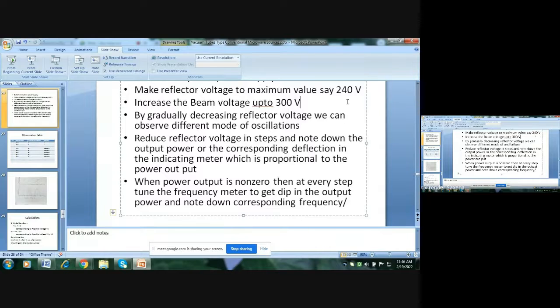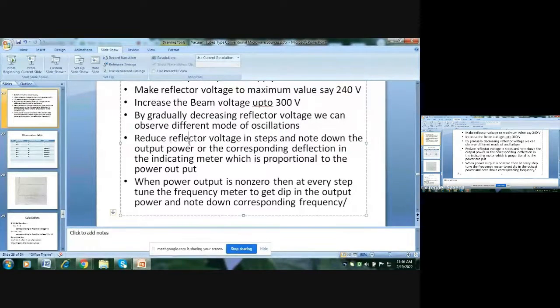First, make the reflector voltage maximum so that electrons reflect back from the reflector. Otherwise, the electrons strike the reflector and they can damage the reflector. So apply the maximum negative potential and then increase the beam voltage up to 300 volt. And by gradually decreasing the reflector voltage, we can observe different modes of oscillations.